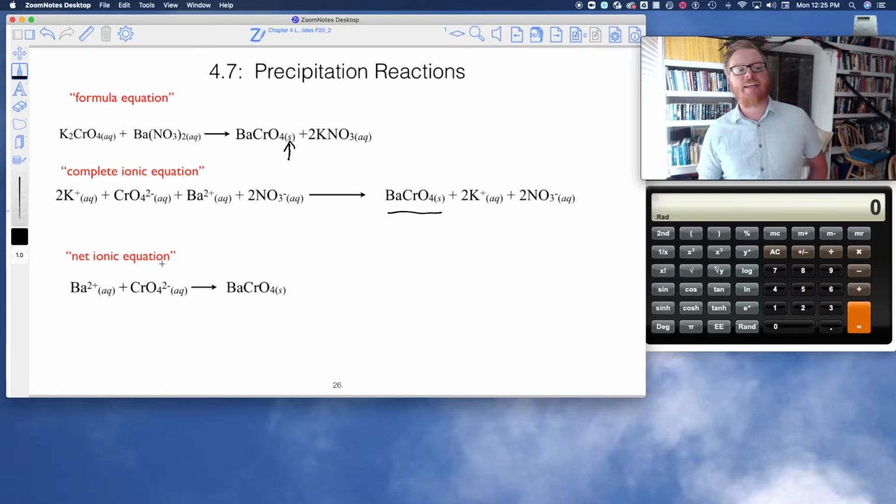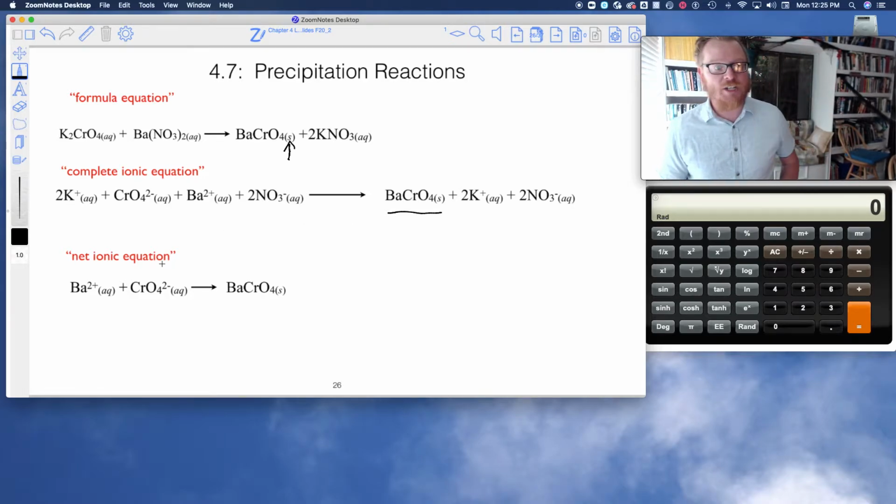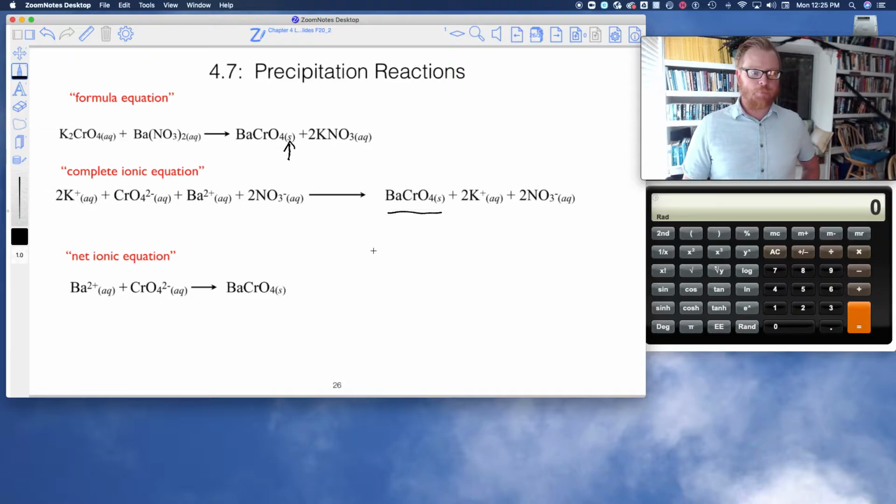And now finally, to get to the net ionic equation, let me show you a cool trick you can do, okay? Because in math, as well as chemical reactions, if the left side equals the right side, then they cancel out. So check it out, 2K+ and 2K+, they're gone, okay? And 2NO3- and 2NO3-, those are gone. But I can't cancel the barium ion and the chromate ion because chromate aqueous is not the same as chromate solid.